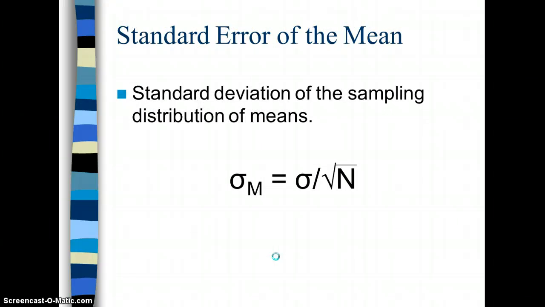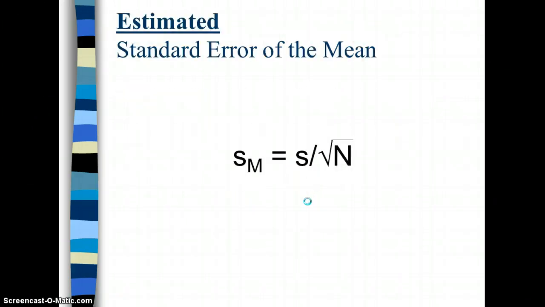Why do we care? Well, we care because this helps us calculate something called the standard error of the mean. And it is simply the standard deviation of the sampling distribution of means. So the standard error of the mean has this fancy Greek symbol, and it's simply the standard deviation of the means divided by the square root of n.